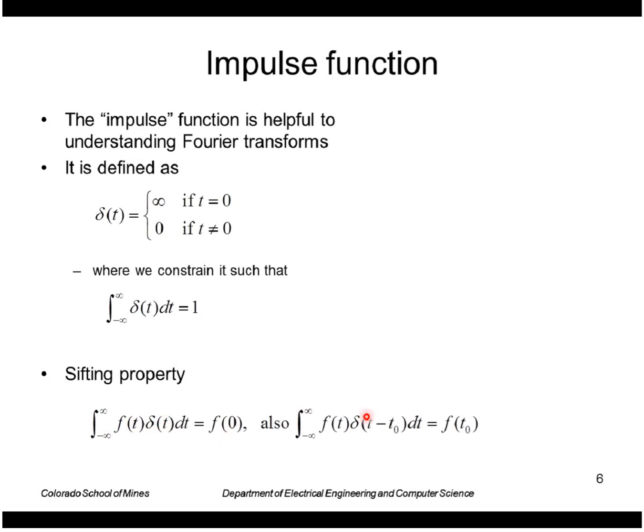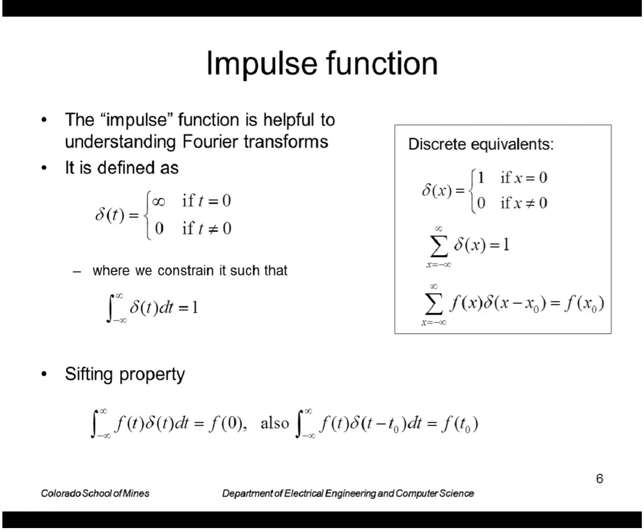Or if we write the delta function as t minus t0, this term is 0 everywhere except when t equals t0. So again, we just sift out or pick out the term of f where t equals t0. In the discrete domain, very similar. The delta function is defined all zeros except at the origin where it's equal to 1. And we also have the equivalent shifting property in the discrete domain.